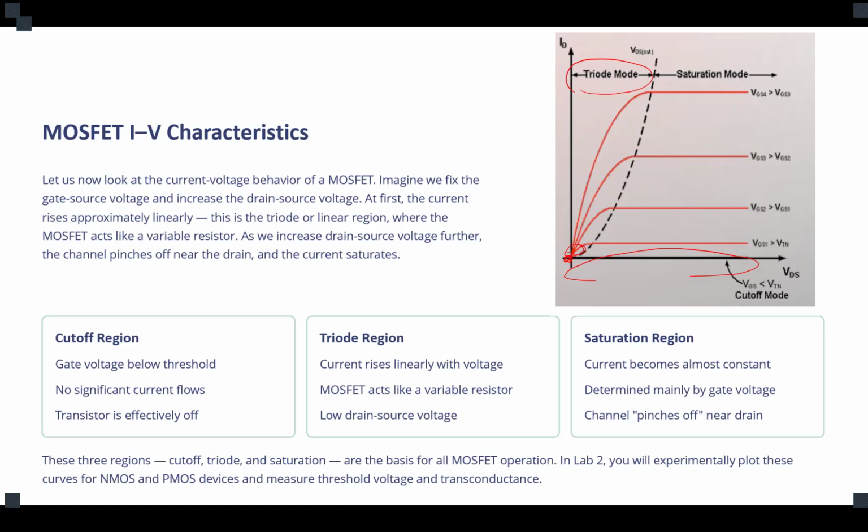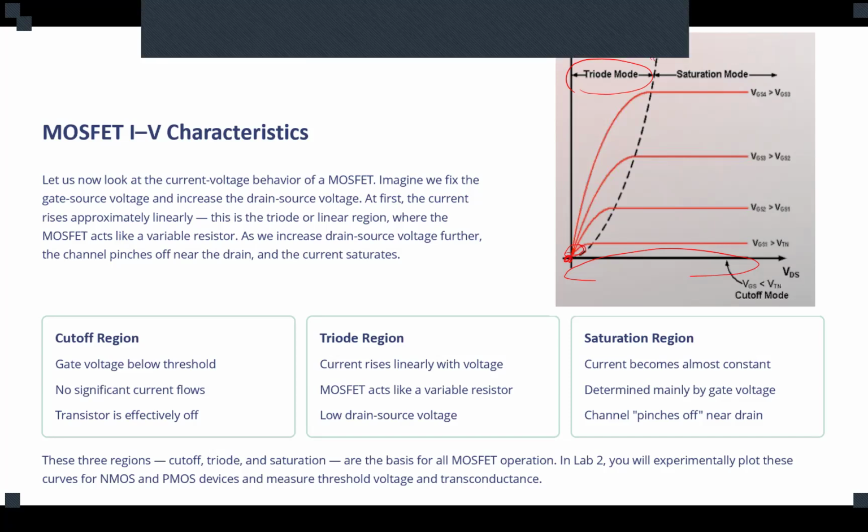Now, if the voltage across drain and source exceeds a certain threshold, which we call the VDS saturation, here, now the current gets stabilized.